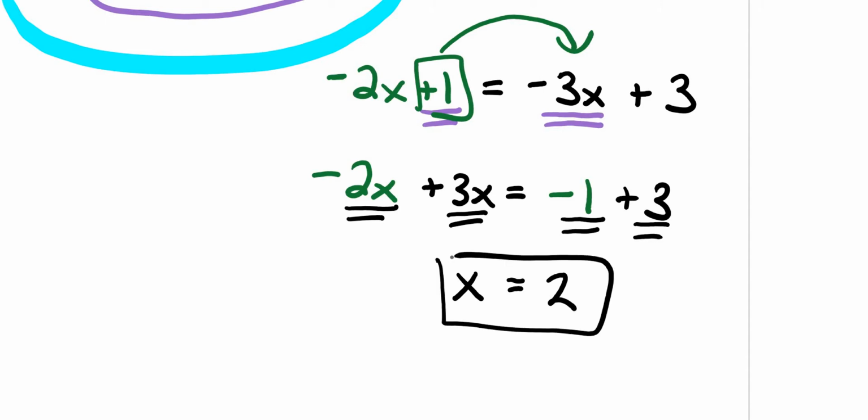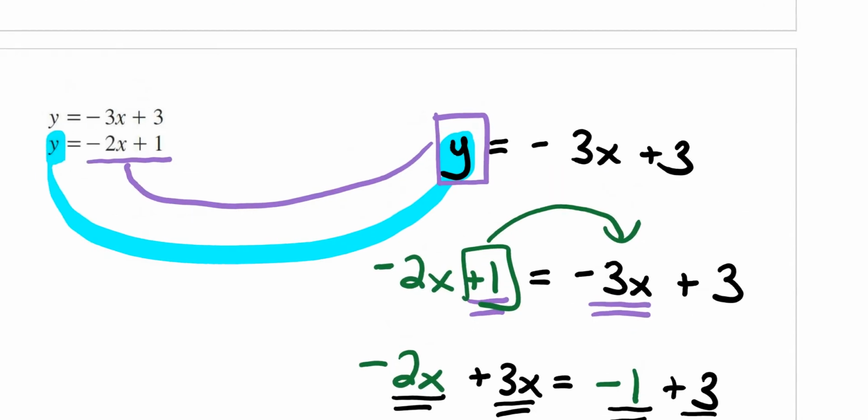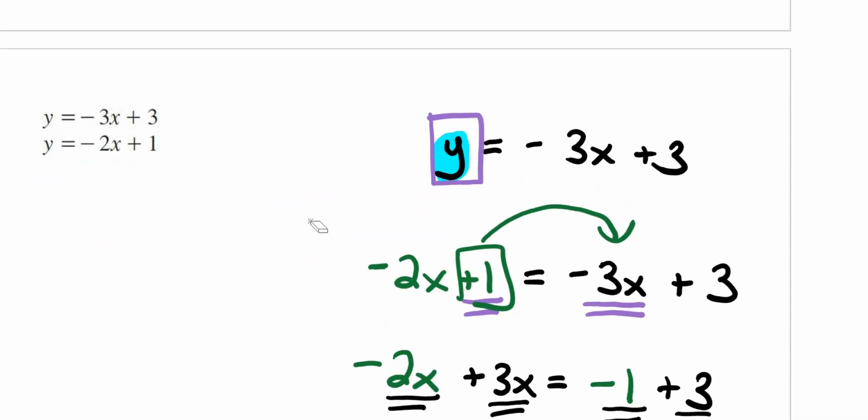Great. And then after that, we want to go back and solve for y. Let me just erase this. Now, it doesn't matter which equation you use. You can use the first guy or the second guy. I'll just go ahead and use the second equation here. So if I rewrite the second equation, I have y equals negative 2.